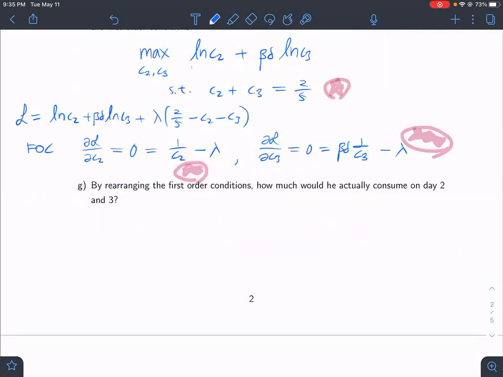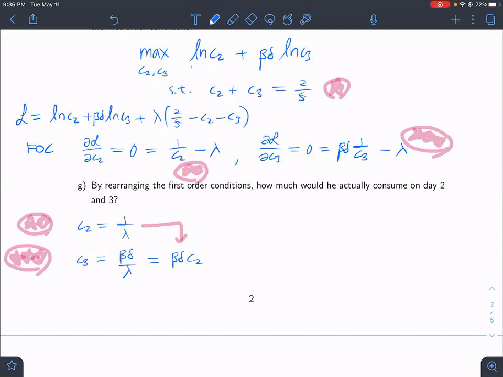Now let me rearrange the first order conditions. How much would he actually consume on day 2 and day 3? Let's see. C2 equals 1 over lambda. C3 equals beta delta 1 over lambda. I was using the 3-star equation for this, the 2-star equation for this. And then this is beta delta C2, using this one above.